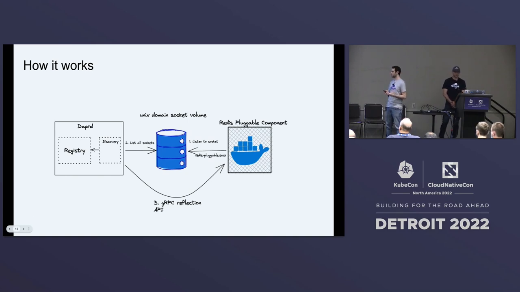Once Dapr has discovered the socket and the pluggable component has listened to the socket, they will basically connect, and the pluggable component will connect to Dapr via gRPC. So Dapr will basically use gRPC reflection, the gRPC reflection API, to talk to the component and discover all of its different properties and make sure that it's actually a Dapr pluggable component, and not just something that's not compliant to the interface that Dapr expects. So this is basically how it works.